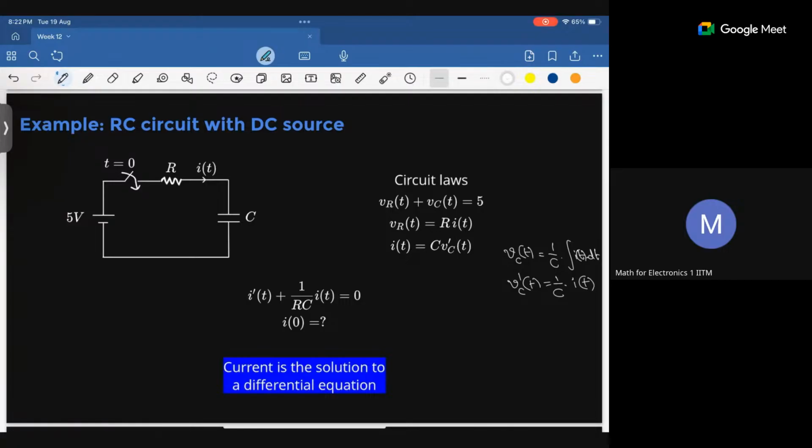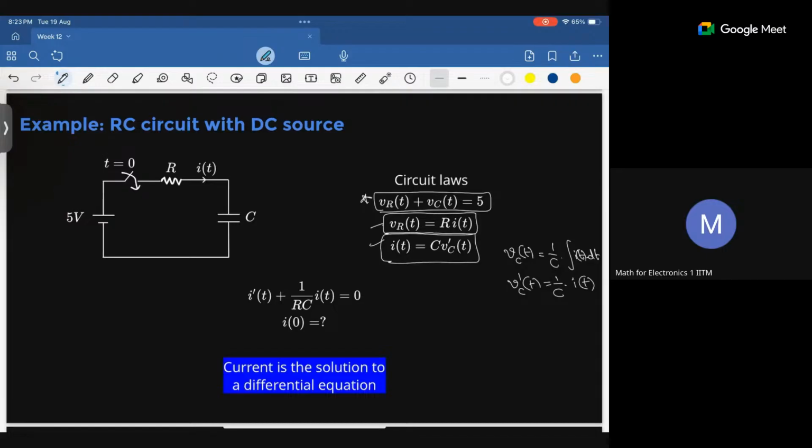Now bring this 1 by C to the left hand side, and you will see this equation. I of t will be equal to C times Vc prime of t, and the voltage across the resistor will be R times I of t. Since we know the algebraic sum of the voltages should be 0, that's the first equation: the voltage across the resistor plus the voltage across the capacitor should equal the overall source voltage. So VR of t plus VC of t equals 5 is one equation. And these two equations are KVL equations.